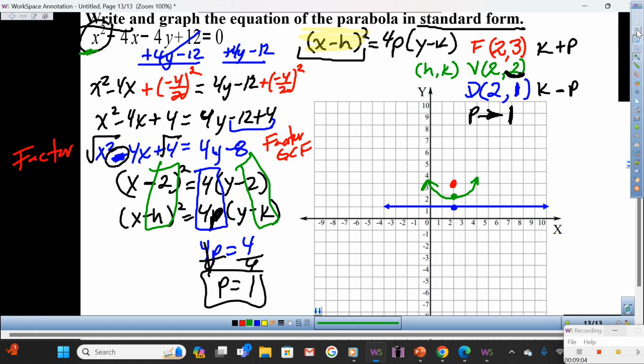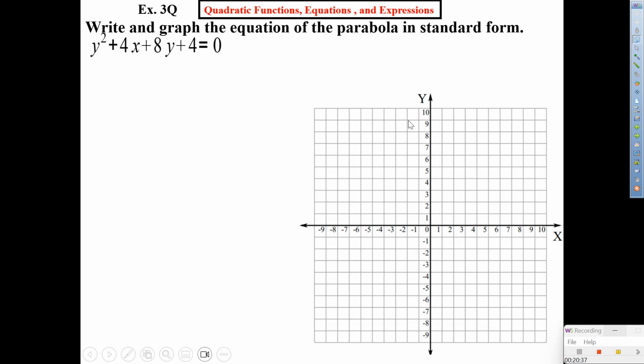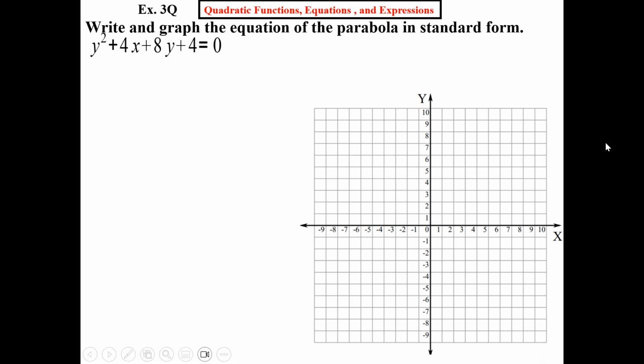Let's do another one. Copy this one. Example 3Q. y squared plus 4x plus 8y plus 4 equal to 0. You don't need the instructions. Let's get started.